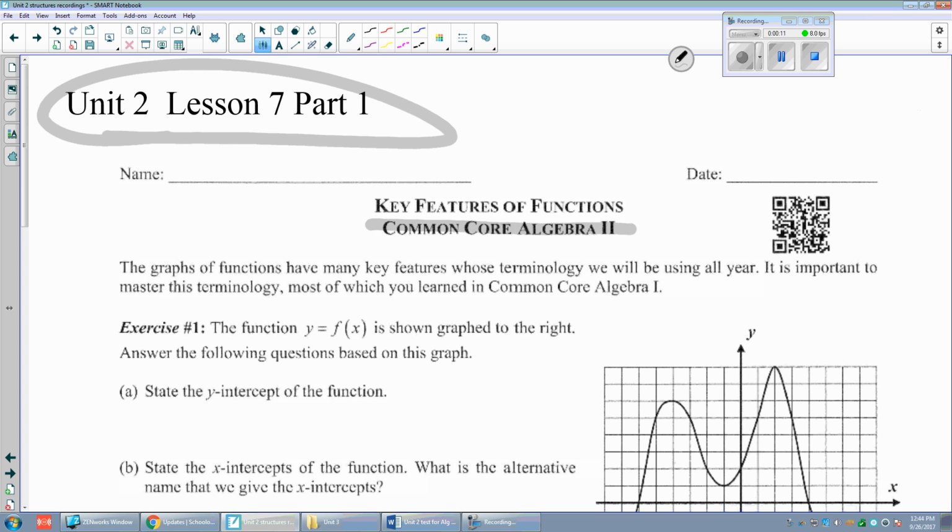We're Common Core Algebra 2 non-Regents version, and we're going to talk about the key features of functions. If you don't understand what I'm saying, just scan that QR code, and you can listen to the genius that wrote these worksheets.